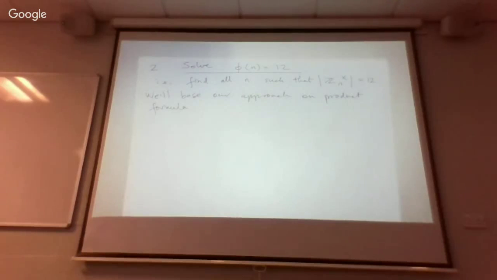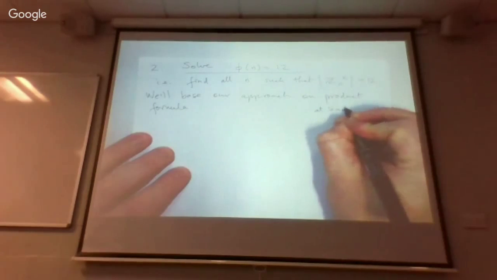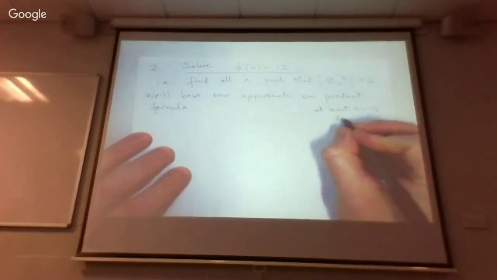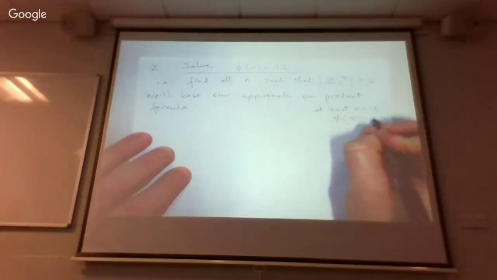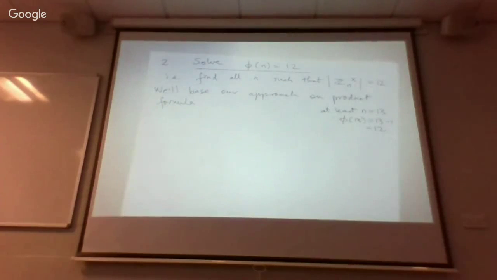Anybody see one solution at the moment? Just 13. 13 is a prime number. We've already remarked that phi of p is p minus 1. So certainly, that's a good observation, at least n equals 13 is a solution, since phi of 13 is 13 minus 1. Okay, well, that's a good observation to pop out.